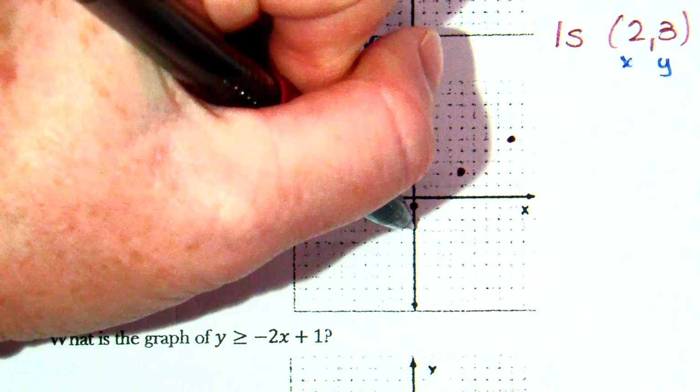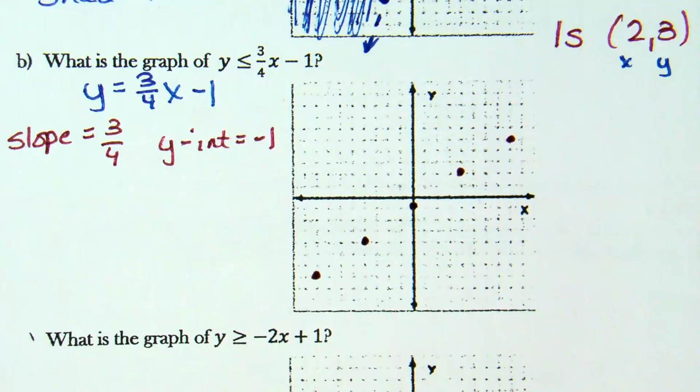You've got 2 questions to ask yourself, in my opinion. What's the first question I need to ask myself? Is it a dashed line or a solid line? Solid line because it has the equal to part. So this is a solid line because of the equal to.